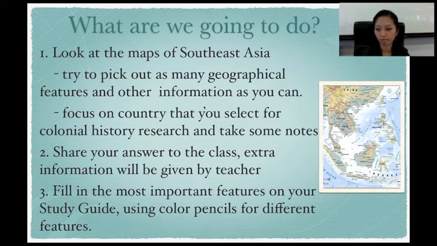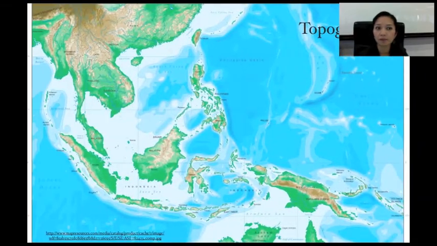Okay. Now, look at the first map, the topography map. Look at this map and look at your country, and see what kind of physical features you have got. Maybe you should take some notes in your study guide. And don't worry if you can't see the detail, right? Because I have a larger map for you later on. So take a few minutes to do that.